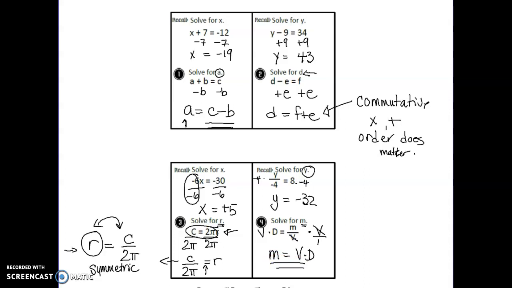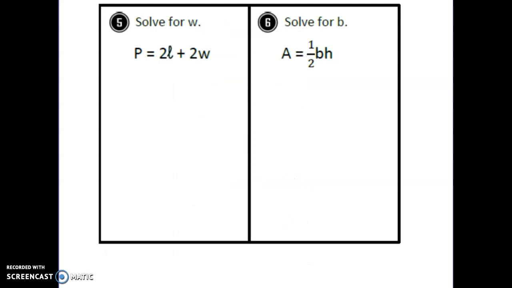Let's look at further equations. On the next page, you see these are going to be more than one step, but you're going to follow the same rules. If you are looking for W, you have this has been added to W, so you have to do the opposite by subtracting 2L from both sides.